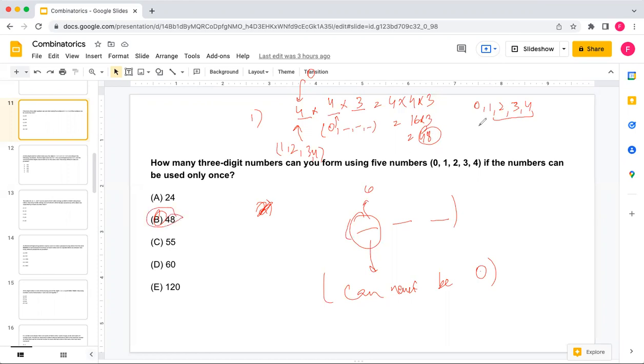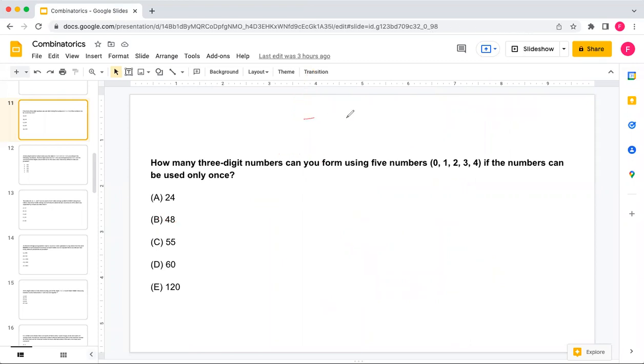in which we can form a 3-digit number using the numbers 0, 1, 2, 3, 4, 5. And the condition is each number can be used once. But if we are given that a number can be reused, this is the with-replacement case. In that scenario, the things will be a bit different.